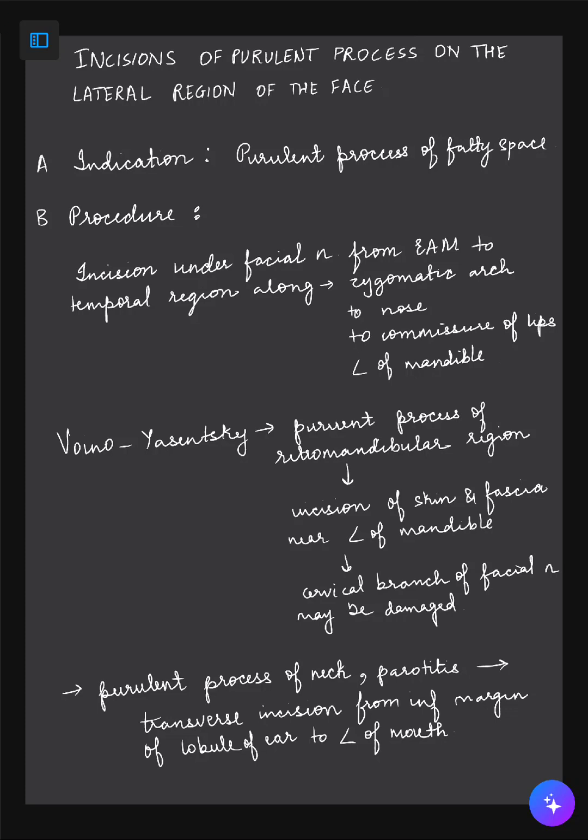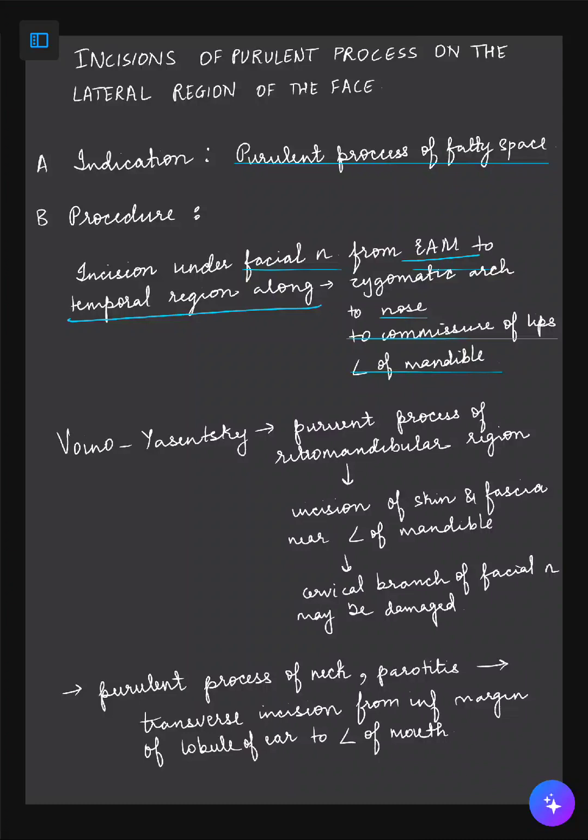Incision of purulent process on the lateral regions of the face. Now, indication is purulent process of the fatty spaces. How to do that? We need to do incision under the facial nerve from the external acoustic meatus to the temporal region. Along what? Zygomatic arch to nose to commissure of lips and angle of mandible. So, after that, Wojniacki, he gave a process.